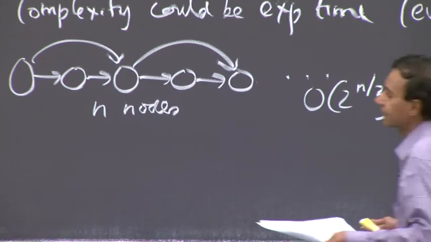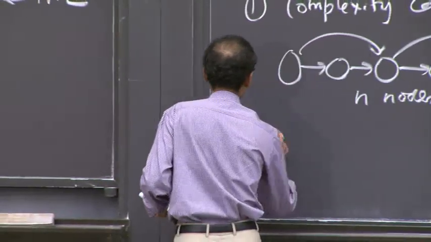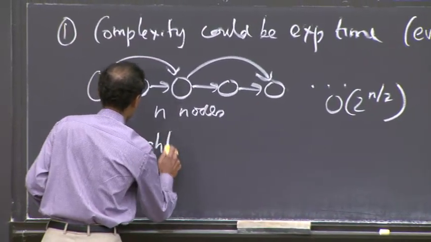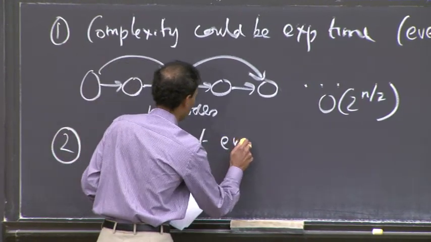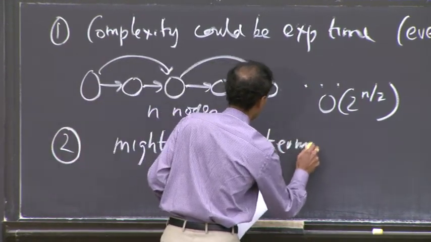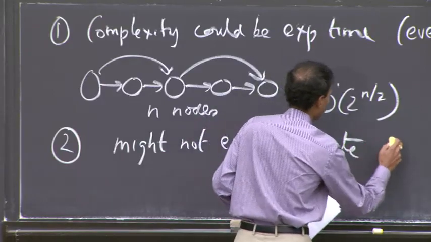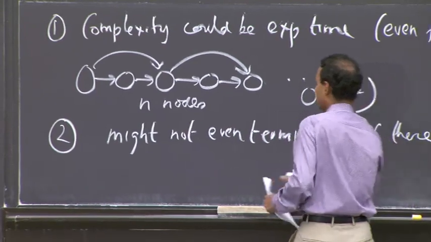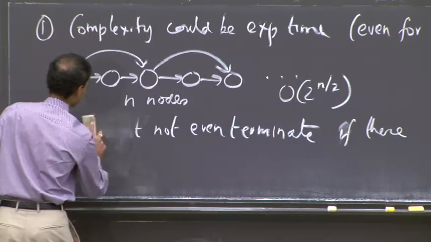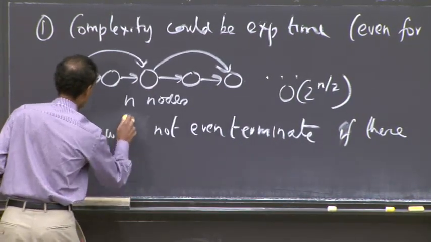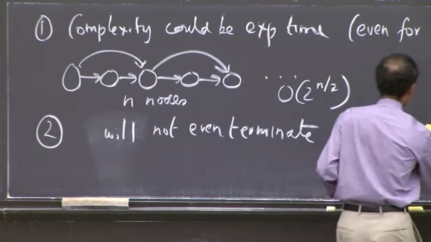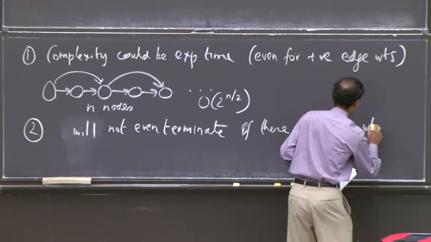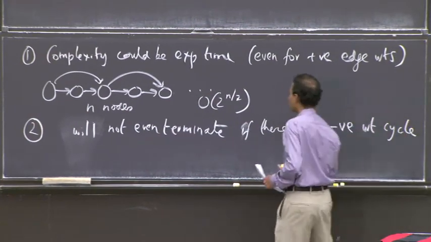The second problem, which is actually a more obvious problem, is that this algorithm might not even terminate. Actually, it will not terminate the way it's written, if there's a negative weight cycle reachable from the source.